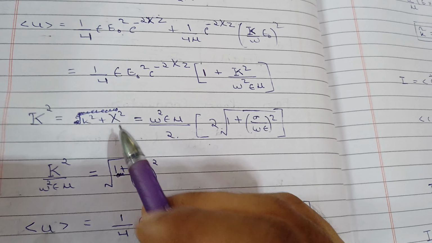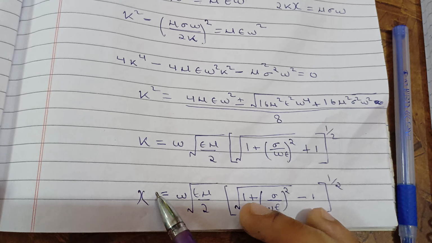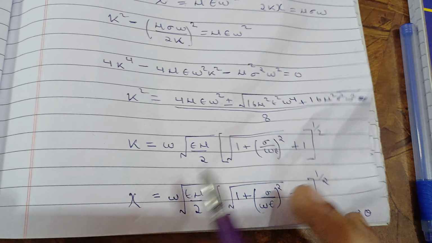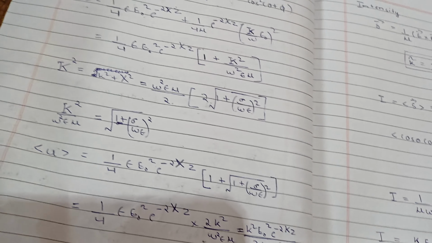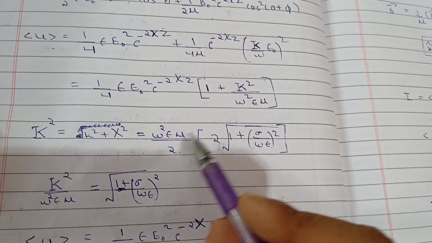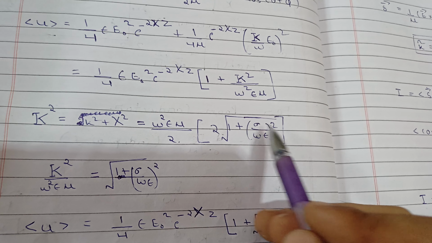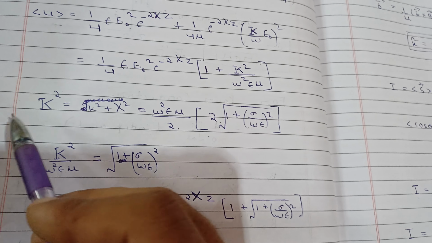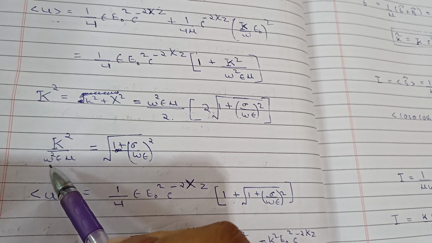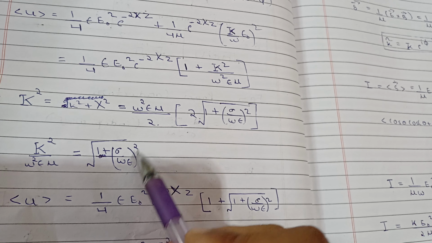Now we just substitute the values of k and kappa that we derived here. So square k first, then square kappa, and then add them. You can simplify that, it is a simple mathematical expression. After simplifying you will get omega square epsilon mu divided by 2 times the square root of 1 plus (sigma by omega epsilon) square. So 2 will cancel out, and you can take this term in the denominator, so you will get capital K square divided by omega square epsilon mu equal to 1 upon the square root of 1 plus (sigma by omega epsilon) square.